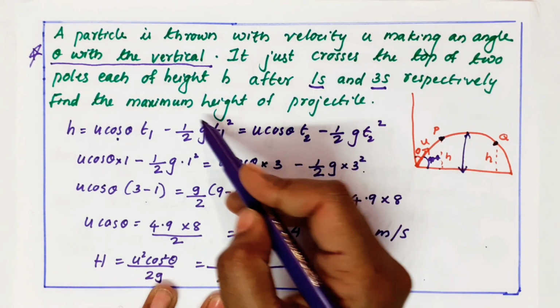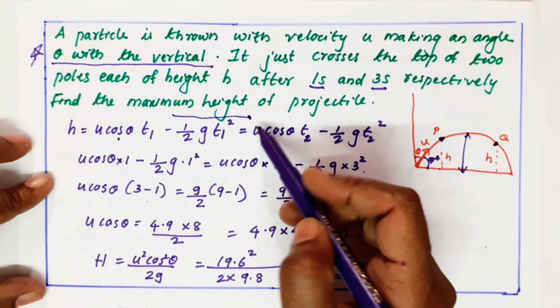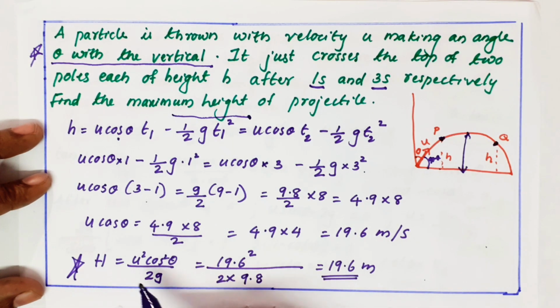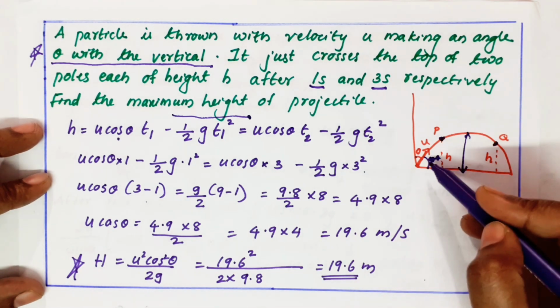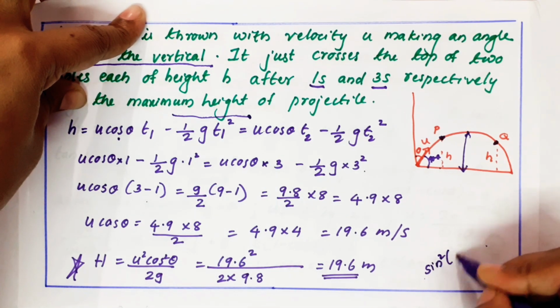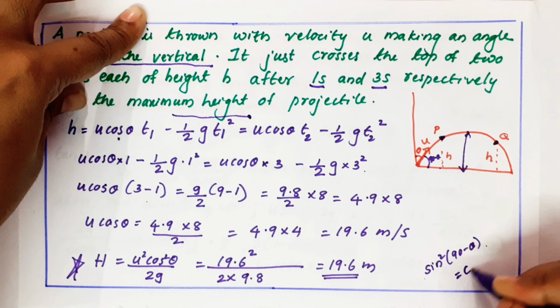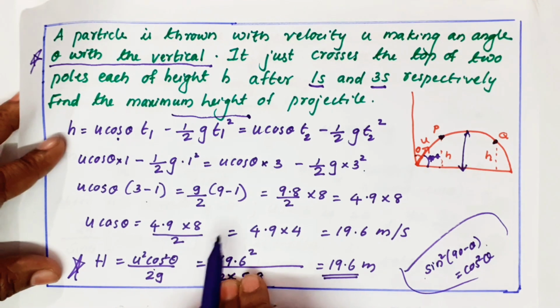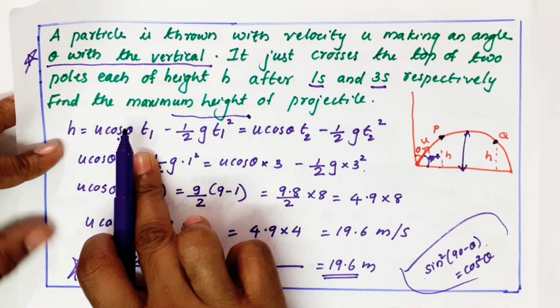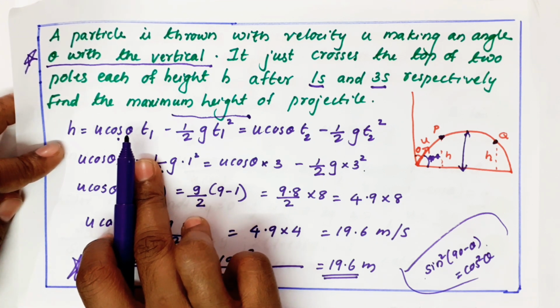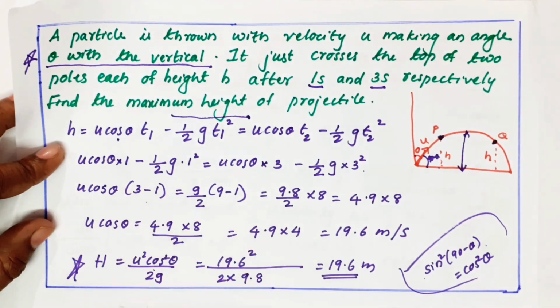But they are asking for the height. For telling this only I have taken this question. Height: U square sine square theta by 2g is your usual equation, but here you should write u square sine square 90 minus theta by 2g, because I need the angle with respect to horizontal. Sine square 90 minus theta is nothing but cos square theta. So I changed the equation in terms of cos theta. Don't get confused why I wrote cos theta: in the earlier equation, in terms of sine, we take the angle with respect to horizontal. In this question, the angle is with respect to vertical.